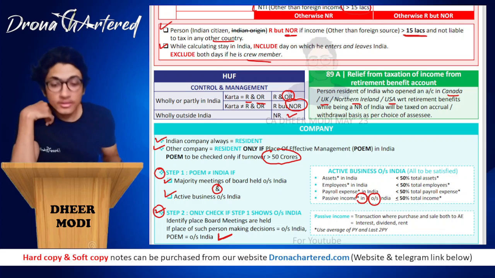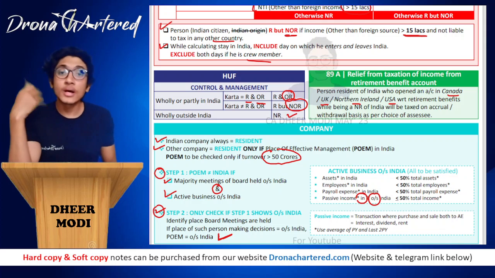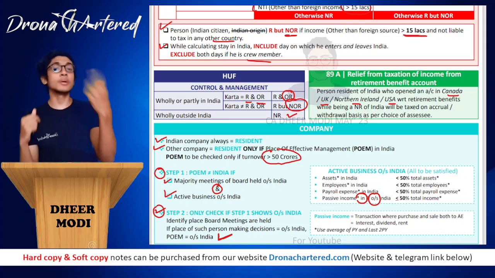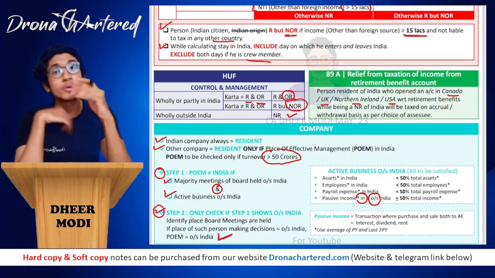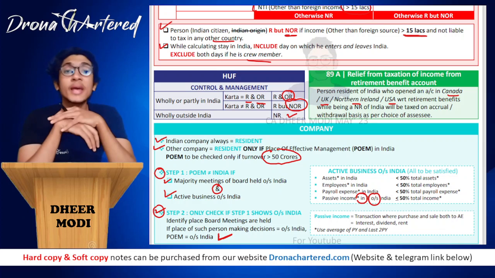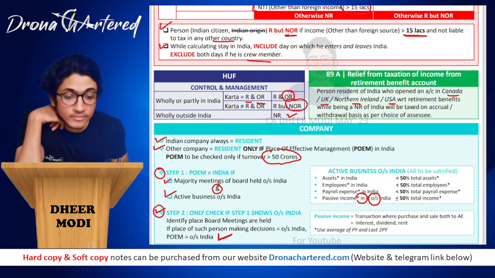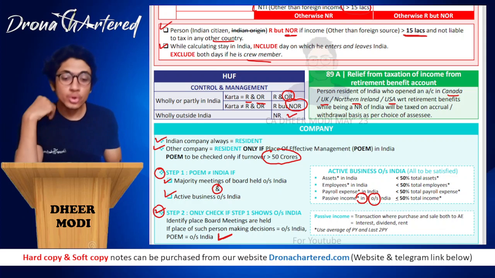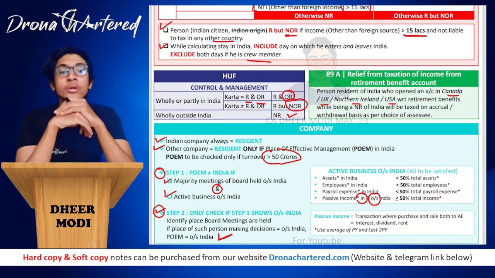Now, what is your passive income? Passive income is transactions where purchase and sales are both with associated enterprises. That means the person who's buying and the person who's selling are both associated to each other. We've already done this in transfer pricing as to what an associated enterprise is. We made a small table. So transactions where purchase and sales are both with your associated enterprise. And the second type of passive income is your interest, dividend, and rent, because these are not related to business.